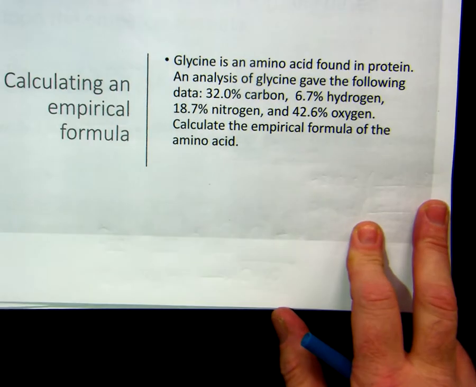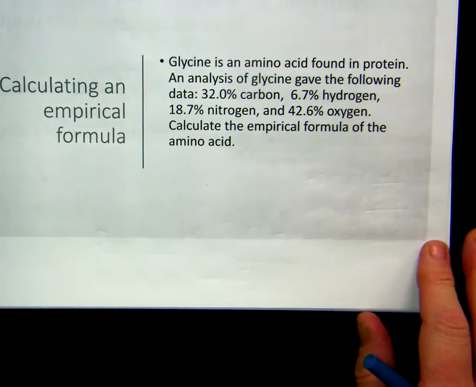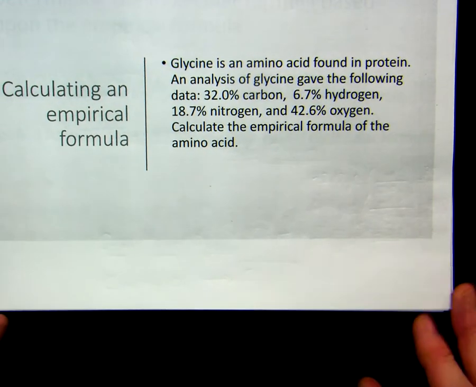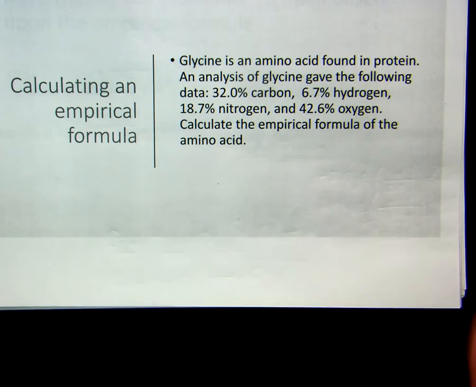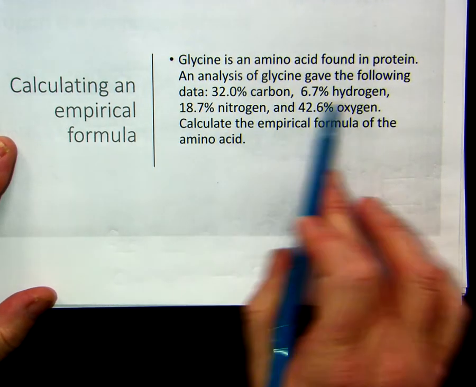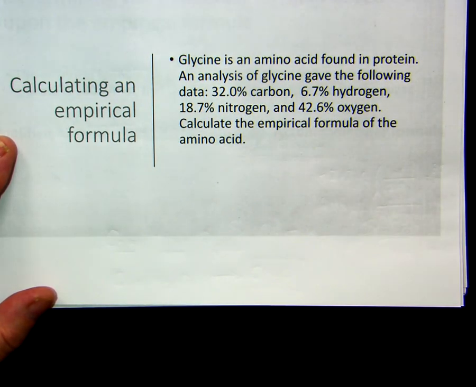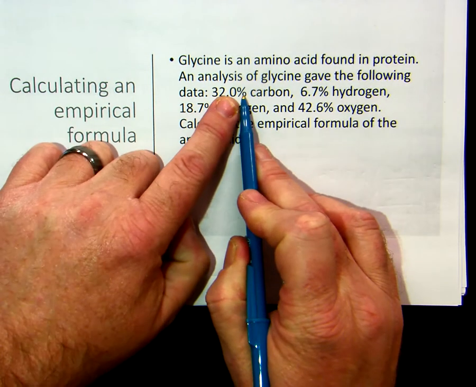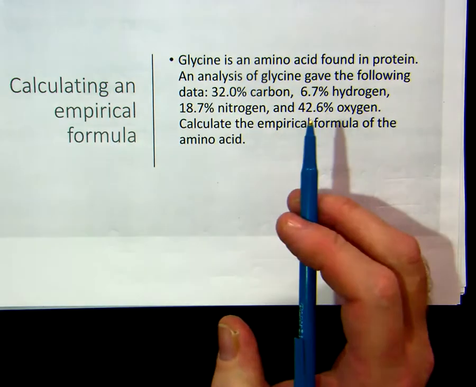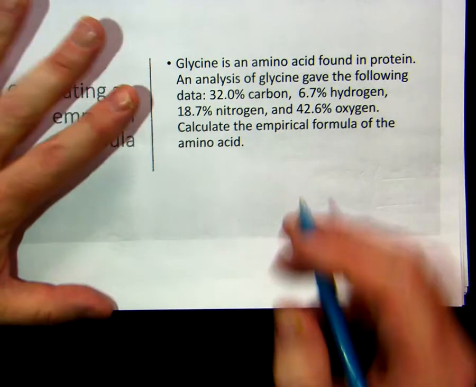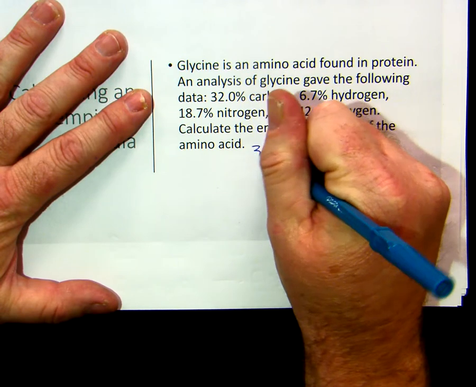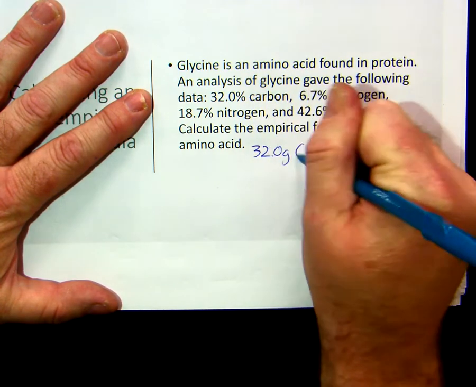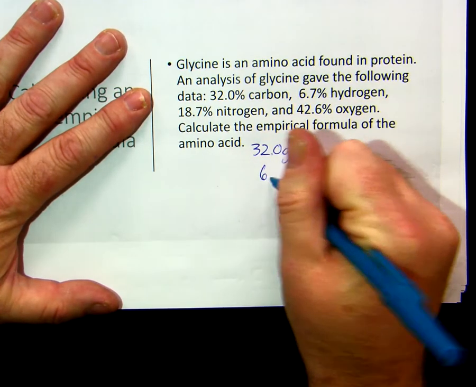So glycine's an amino acid. At a certain point, they didn't know what its formula was, so they had to start out by determining its empirical formula. They burned glycine and figured out that its elements were in these following percentages. You don't care about that. You probably just say, all right, how do I solve this problem? The first thing you do is take the percentages and just change them straight to grams. So the 32% carbon, we say 32 grams of carbon, and we do that for every single thing.